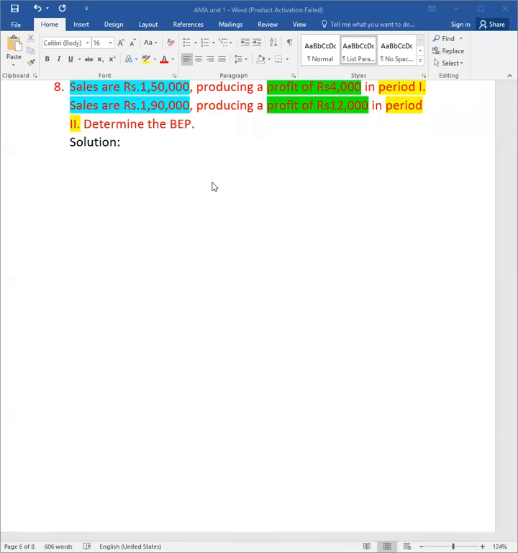So when sales of 2 years and profits for 2 years are given, how do we calculate the BEP? Simple. First calculate the PV ratio, and then using the PV ratio formula calculate the fixed cost, and then you can substitute to get the BEP using the PV ratio. Because we are not given sales or variable cost, you cannot use the contribution. So our BEP is equal to fixed cost divided by PV ratio.